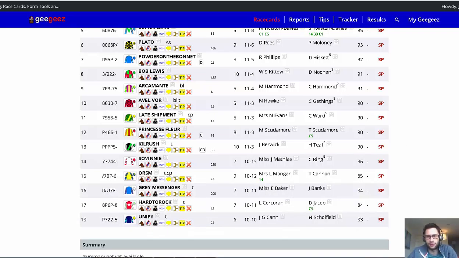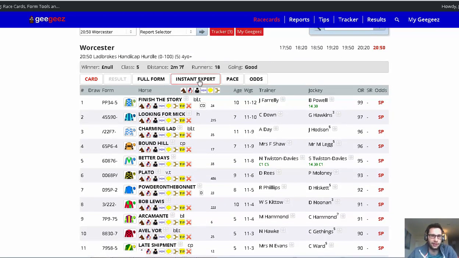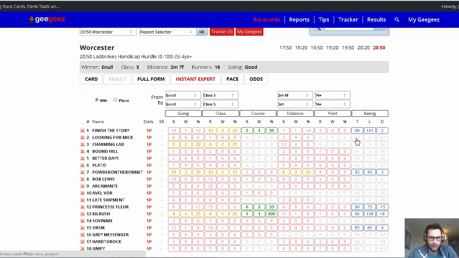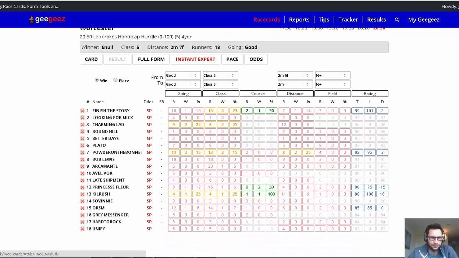I'll click this to have a look if anything stands out. If it's uncompetitive, I suppose Powder on the Bonnet is one that hits you in the face straight away. Look at the numbers that have proved they may not actually stay. He's 3 pounds below his mark, so this is the first time I have looked at this race. So Powder on the Bonnet is getting a note down.